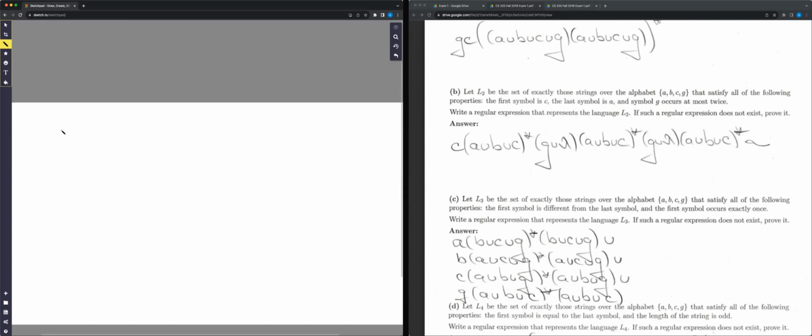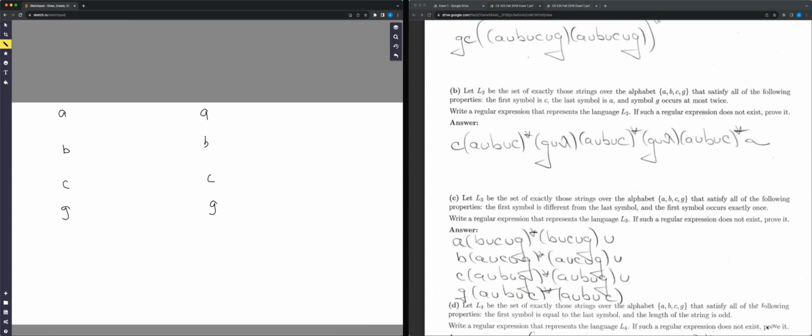So the first symbol is equal to the last symbol, and the length of the string is odd. How do we know what the first symbol is? Again, we need to write what the first symbol is. So say the first symbol is an A. That means the last symbol is an A. The first symbol is a B. The last symbol is a B. If the first symbol is a C, I'm not writing this in one line, the last symbol is a C. If the first symbol is a G, the last symbol is a G.